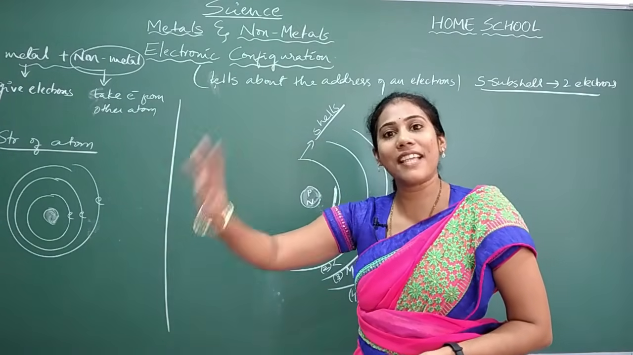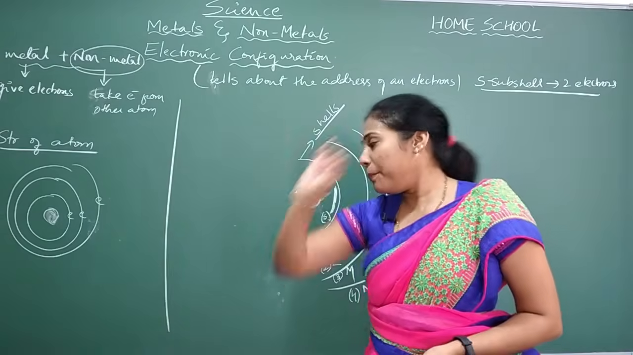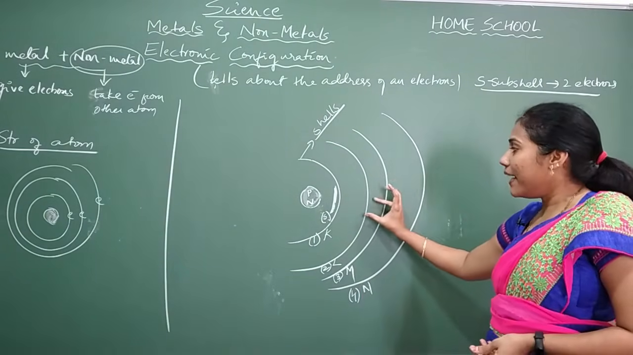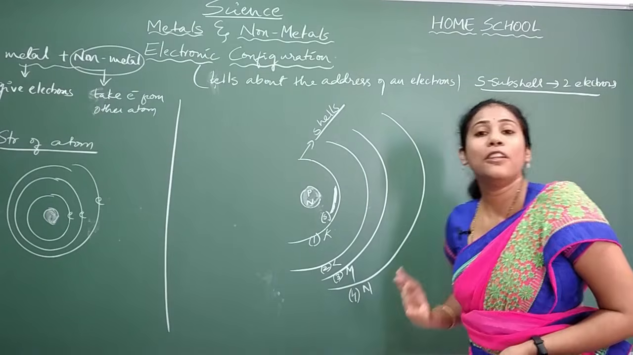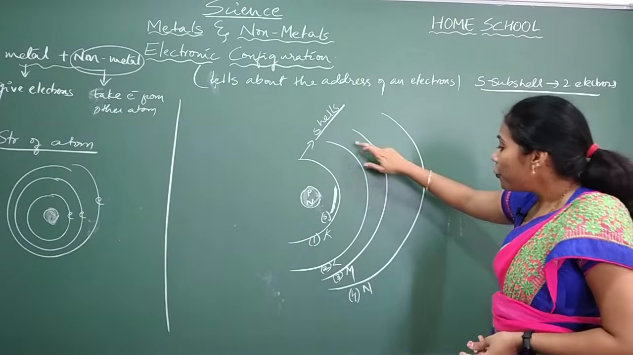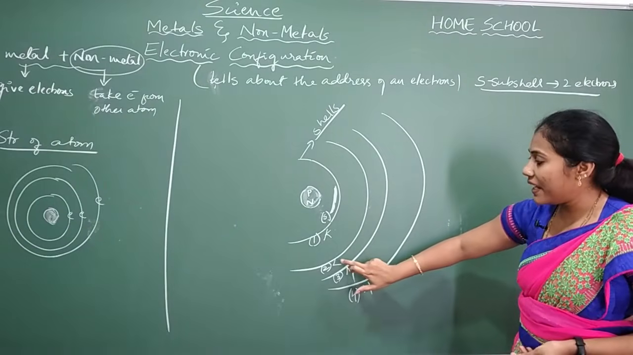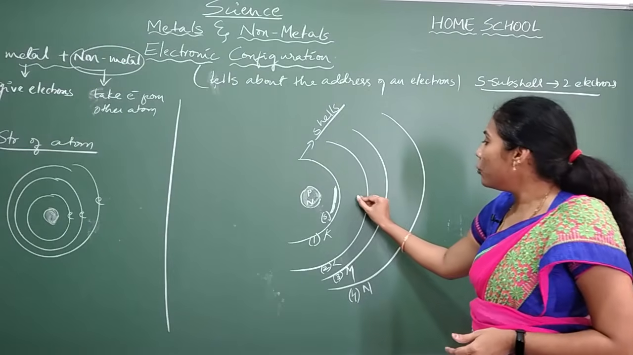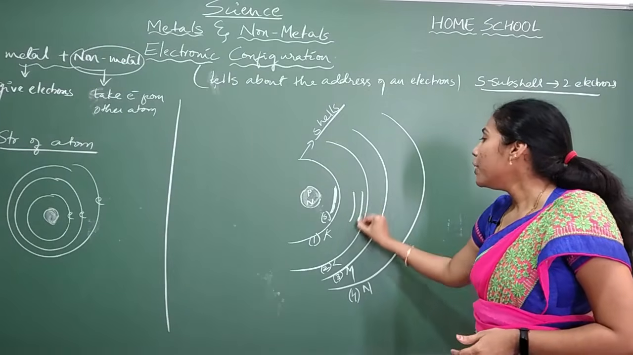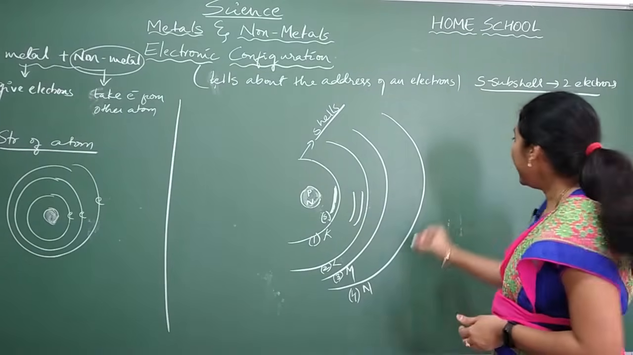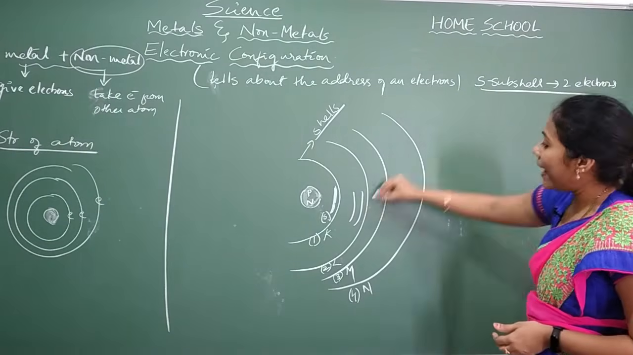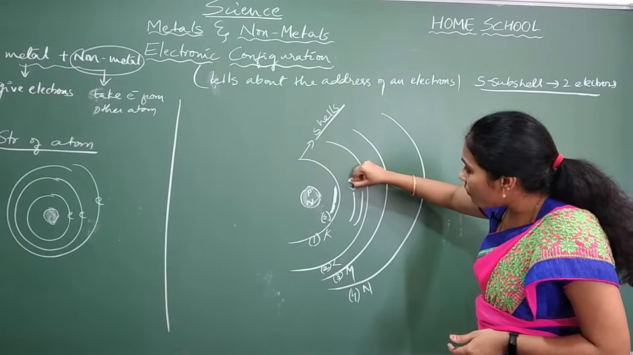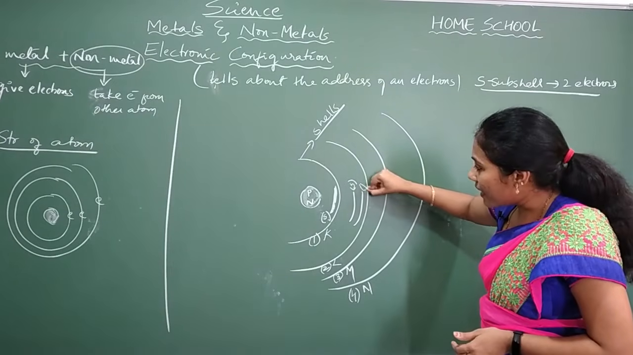Now the first taluk is completely filled. Its capacity is 2 people. So once the 2 people are filled up here, the third person should go to the next taluk only. Okay. So who is the next taluk? L shell is the next taluk. Okay. And the next taluk can have 2 subshells. So what is the name of the subshells? One is S, the other one is P.